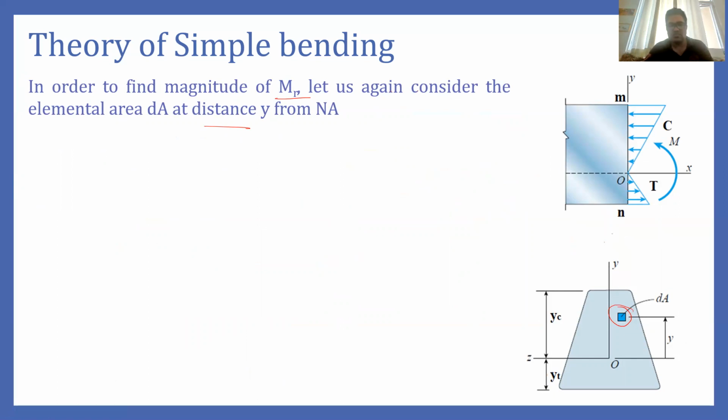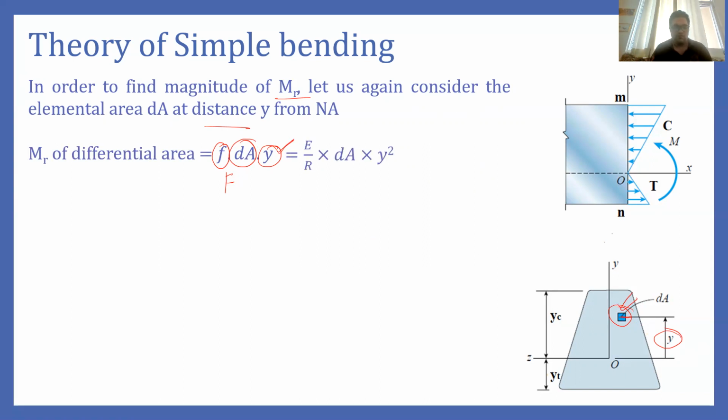We know that MR is the bending moment, and bending moment is force into perpendicular distance. Now, the force in the elemental area is stress multiplied by area. So this becomes the force, and y is the perpendicular distance, measured from the neutral axis. So force into perpendicular distance becomes the moment of resistance of this small, elemental area.